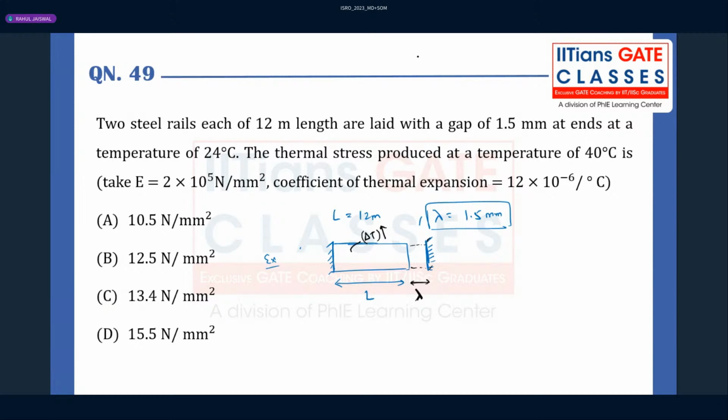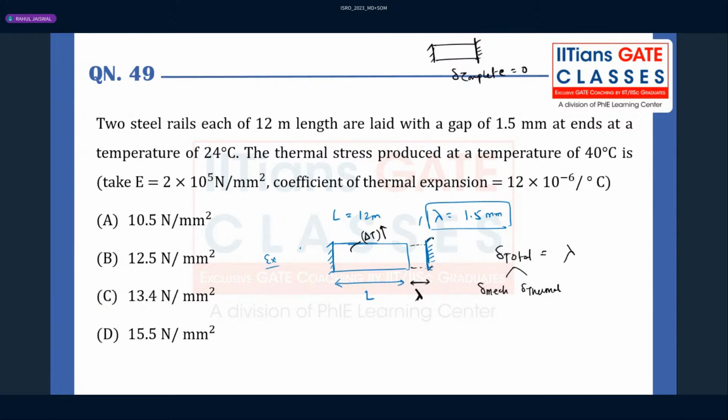Whereas we have seen certain cases where it is fixed at both the ends with no provision for any kind of expansion. In that case, the complete deformation is zero. Either thermal or mechanical, both the deformations are zero here. But in this case, let me write the total deformation delta. The total deformation, anyhow, has to be lambda only. That's it. Now, in this total deformation, we know that mechanical deformation will be there and thermal deformation will be there. Thermal deformation, because the temperature is getting changed.